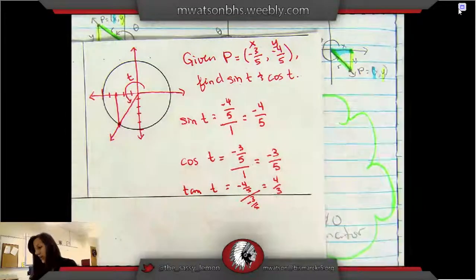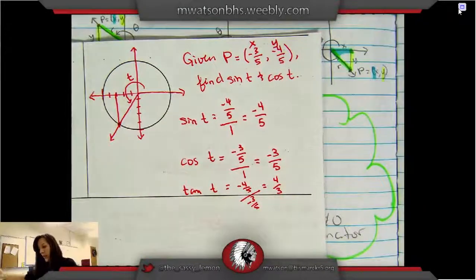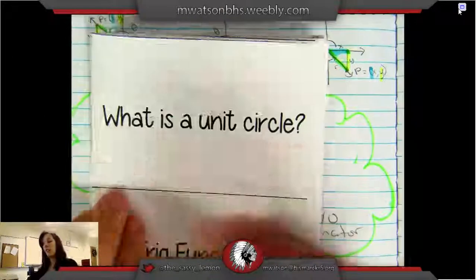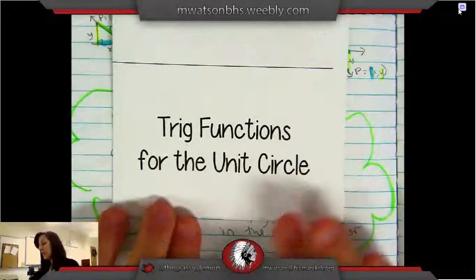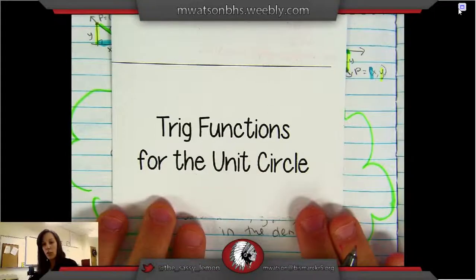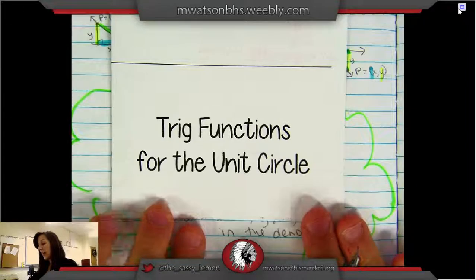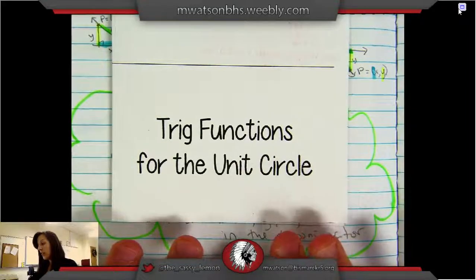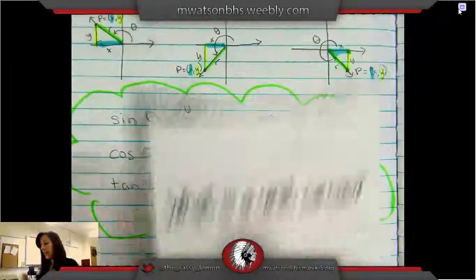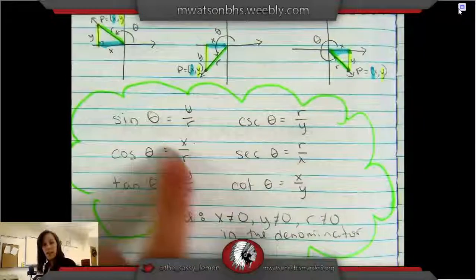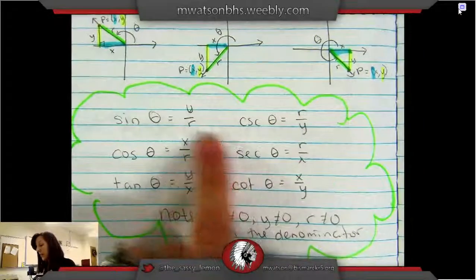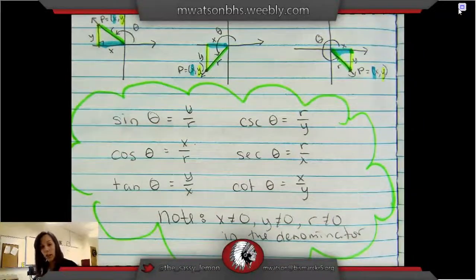But these two are kind of weird. Sine of t equaled y and cosine of t equaled x. And the thing is, that's always going to happen. So now we're going to fill in the bottom half of our foldable. Trig functions for the unit circle. So it turns out that if you're working in the unit circle, we can actually simplify these formulas down a little bit. Everywhere where there's an r, we can just put a 1.